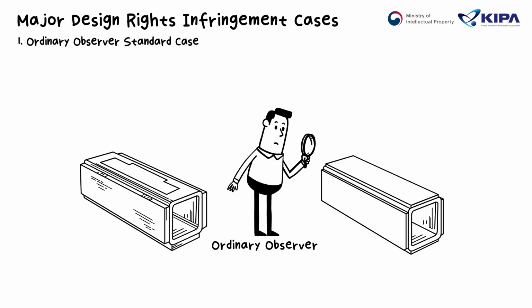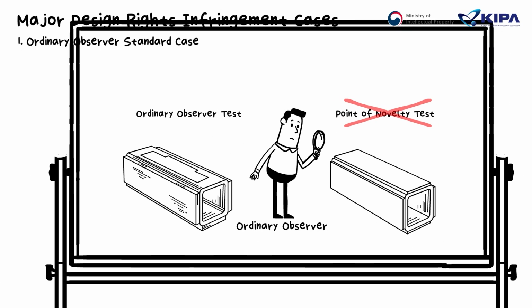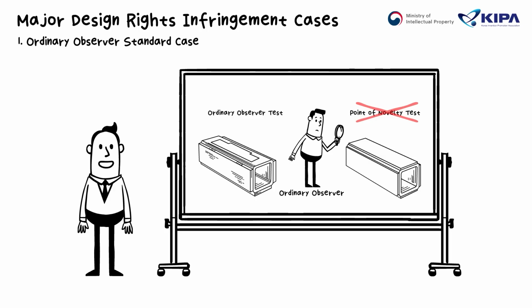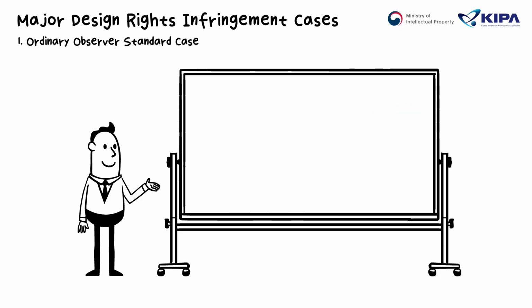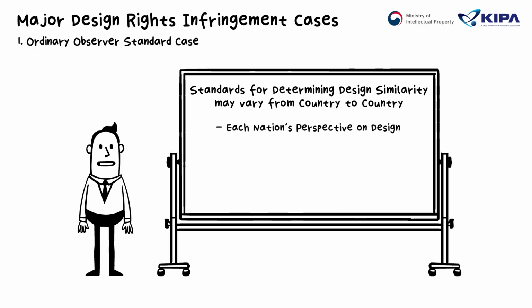Since this case, design rights infringement cases in the U.S. have been assessed under the ordinary observer test rather than the point of novelty test. In principle, when determining design similarities, if a product embodying the design is likely to be confused with another product when observed by ordinary consumers in the course of trade or distribution, the designs are regarded as similar. This case also suggests that the standards for determining design similarity may vary from country to country, depending on each nation's perspective on design, as well as its history, culture, and economic background.